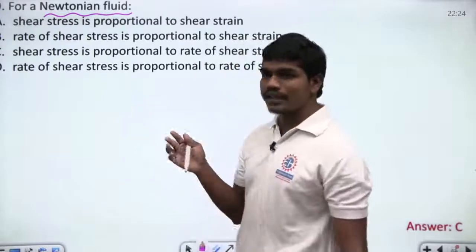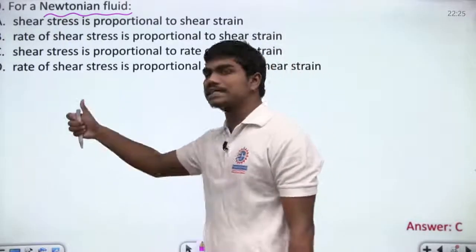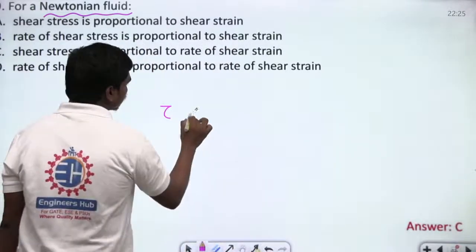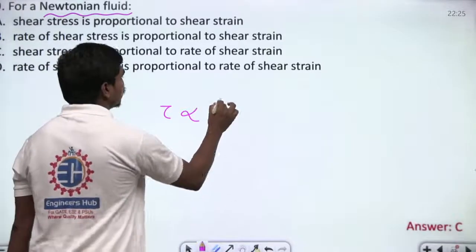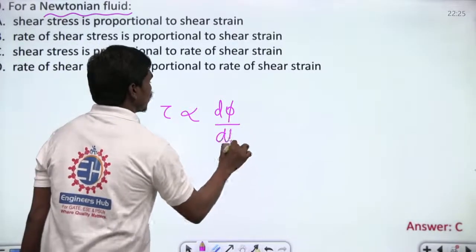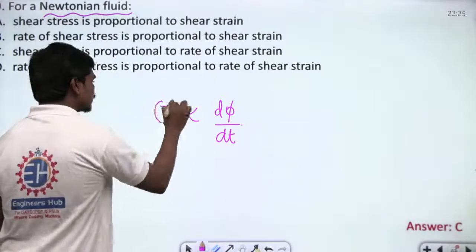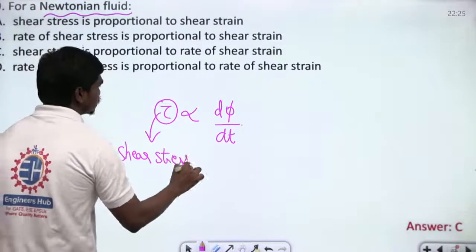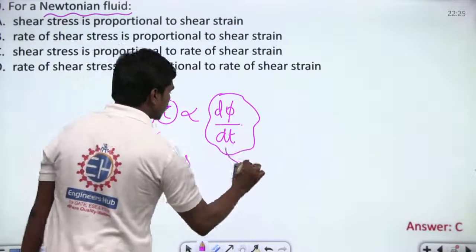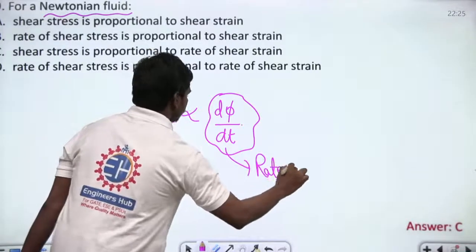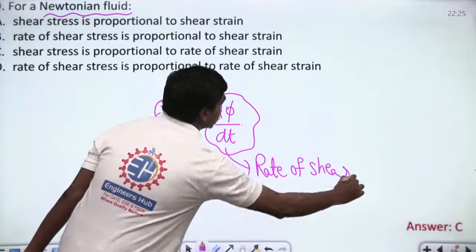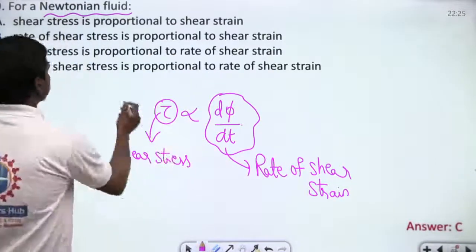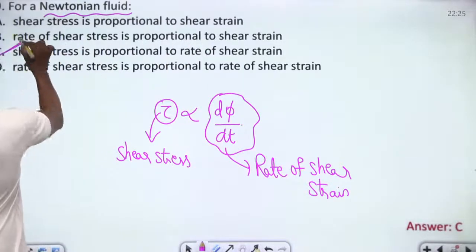Look, for a Newtonian fluid, what is a Newtonian fluid generally? Newtonian fluid is something which obeys Newton's law of viscosity. And I clearly told you, Newton's law of viscosity is nothing but your shear stress acting on any layer is proportional to the rate of shear strain, correct? This is what we have seen here. So this is the shear stress that's acting, and of course, if phi is the shear strain, then this is the rate of shear strain. This is a simple question, correct? So C is the correct answer. Shear stress is proportional to rate of shear strain. C is the correct answer.